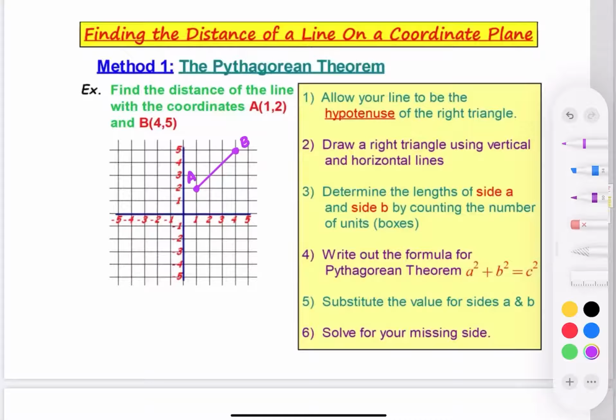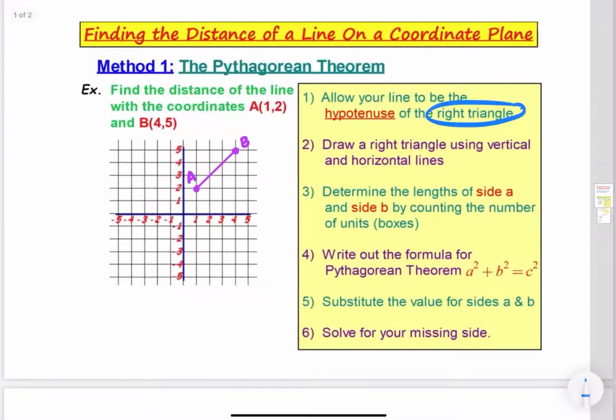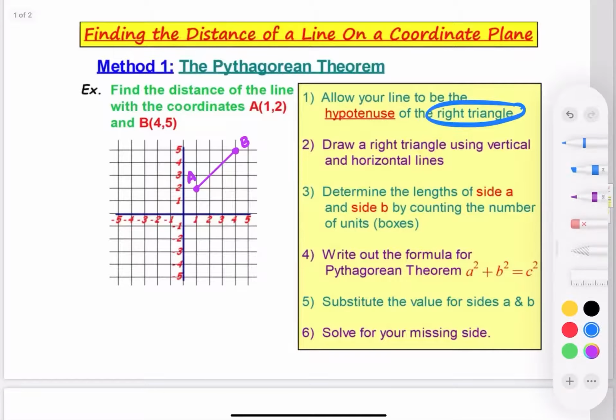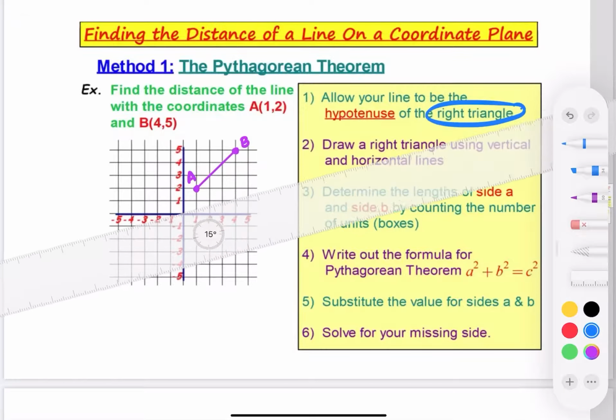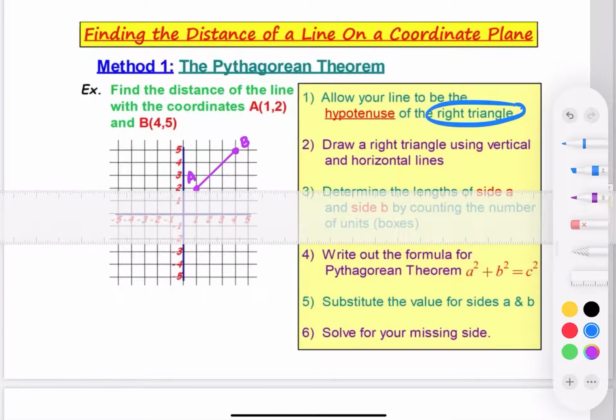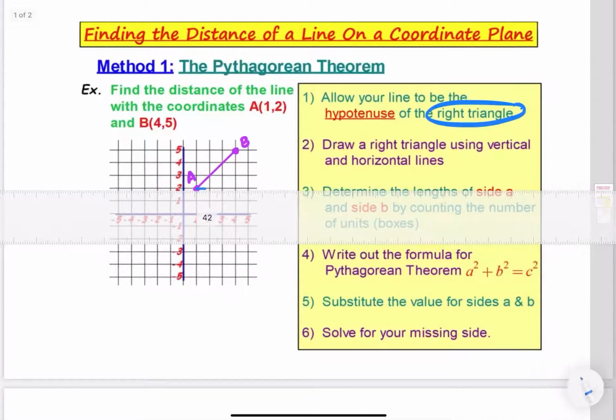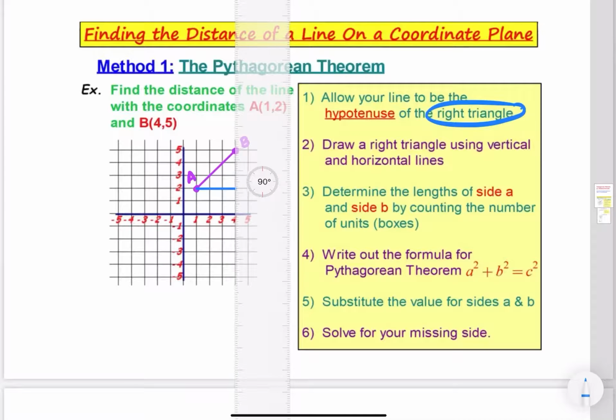And remember, the Pythagorean Theorem only works for right triangles. We said that earlier in the past. So what we're going to do is draw a right triangle. I'm going to take my straight edge out again and draw horizontal and vertical lines so that we create a right triangle, making that line segment AB that we drew earlier the hypotenuse.